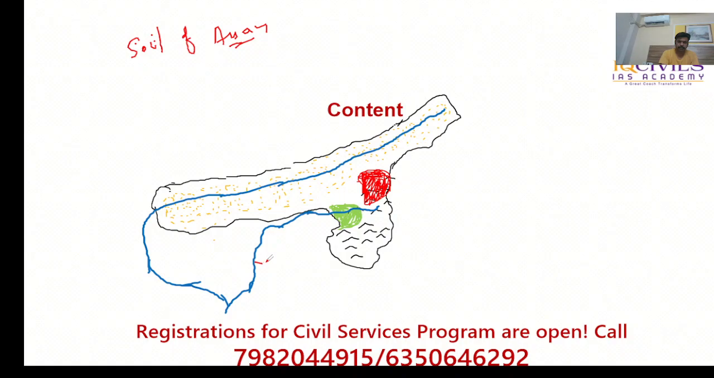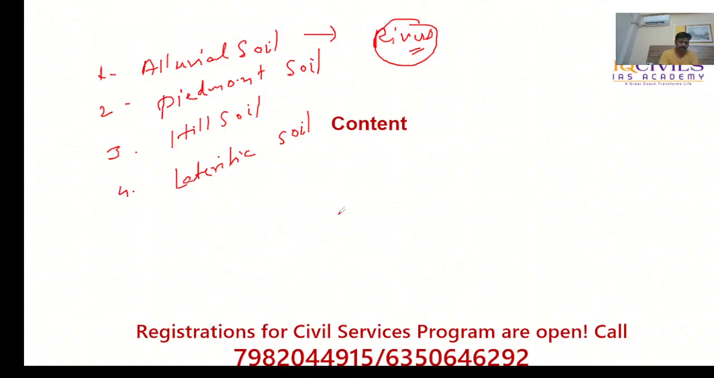This is your Barak River, and this is Brahmaputra. If you want to see the alluvial soil in Assam, it is in the Brahmaputra River region and the Barak River plain. This green area is the Barak River plain in Assam. The remaining area lies here, you can see in Meghalaya. But this green region is limited for what? Alluvial soil. So alluvial soil is extensively distributed over which rivers? Brahmaputra and Barak.